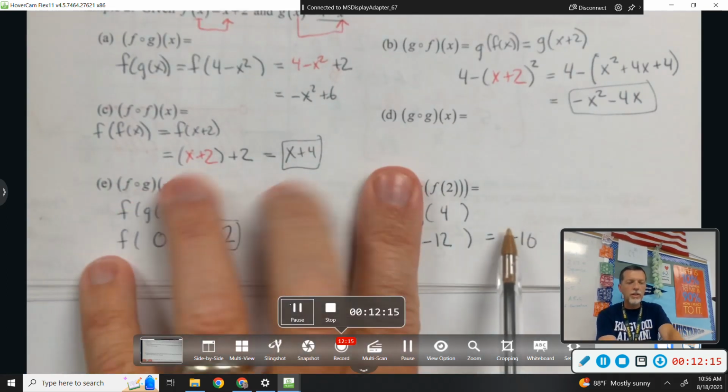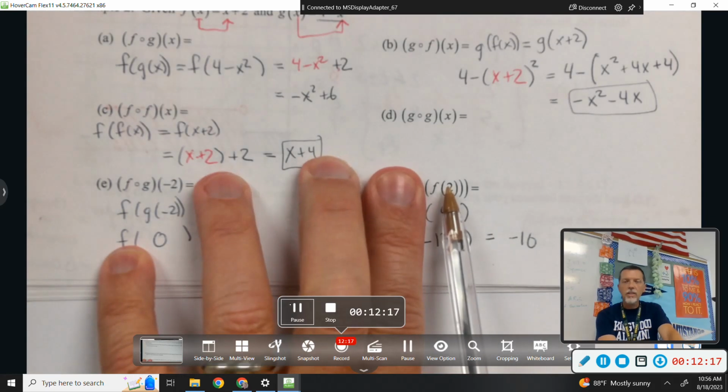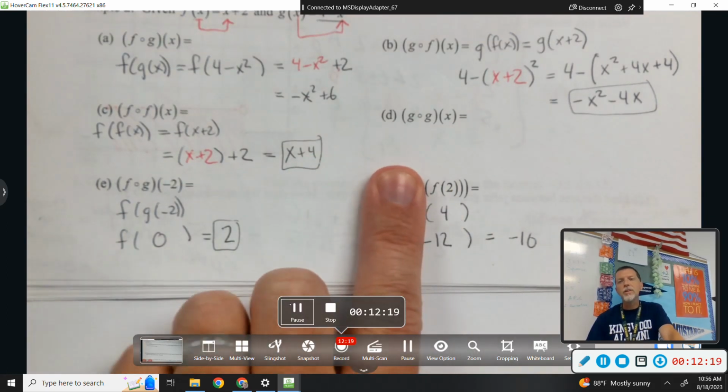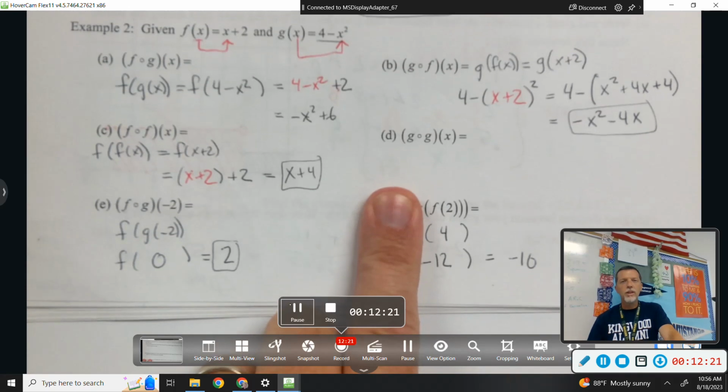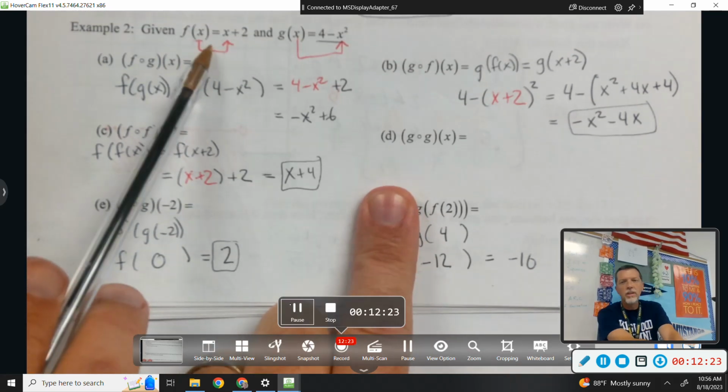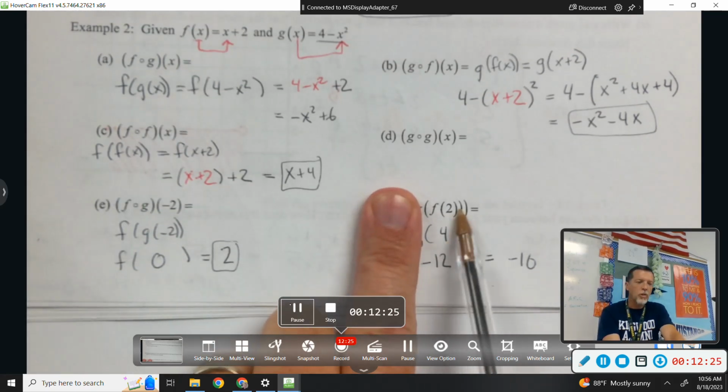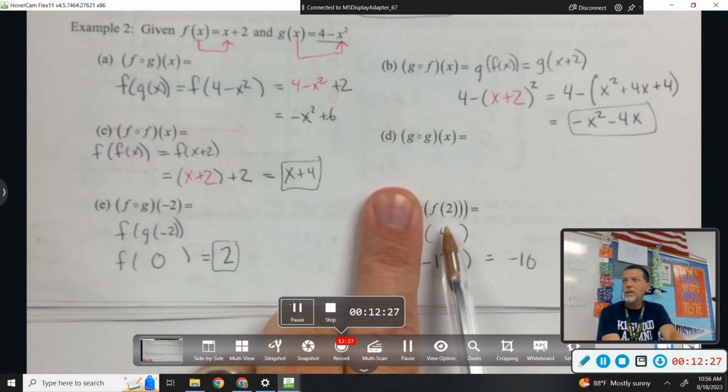Do I need to go over it? So start from the inside, f of 2. You look at the f function and you plug in 2. 2 plus 2 is 4. So I'm going to replace f of 2 with 4, because the function evaluated at 2 is equal to 4.